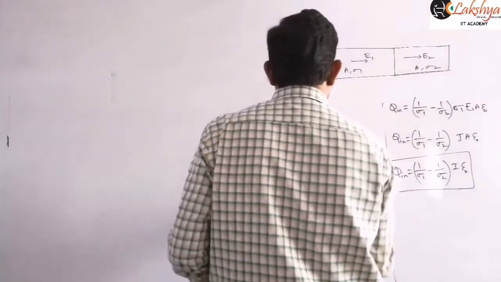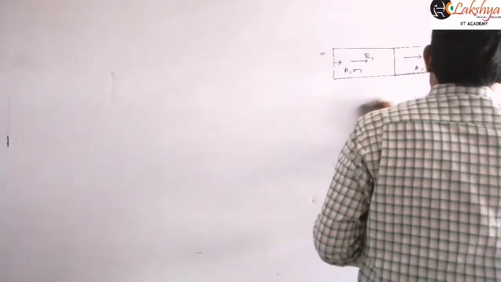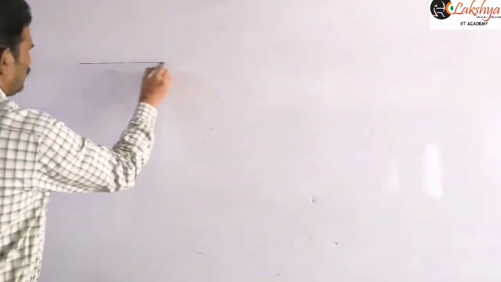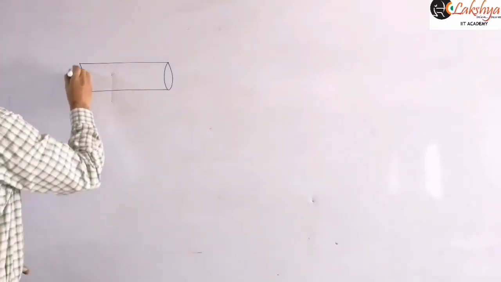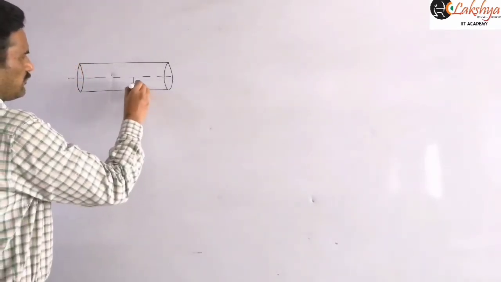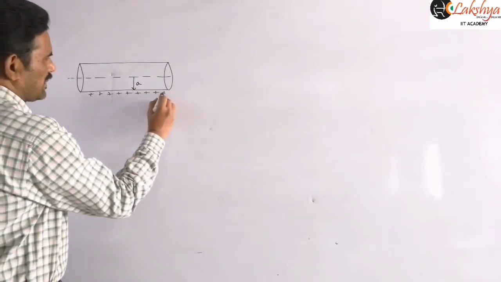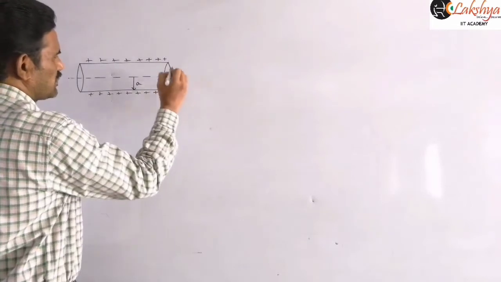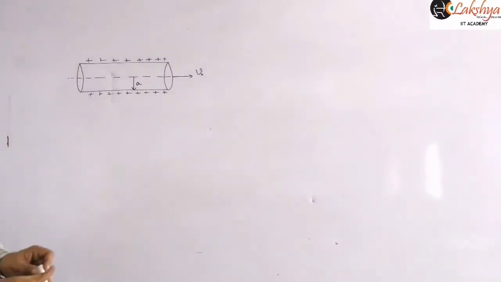Let us see some more problems based on the combination of electrostatics and current electricity. Here I am taking a very long cylindrical conductor, having a radius, say A, and a uniform charge density lambda. Now it is moving with the velocity V naught along its length. We need to find the current flowing due to that movement of the cylindrical rod in its path.